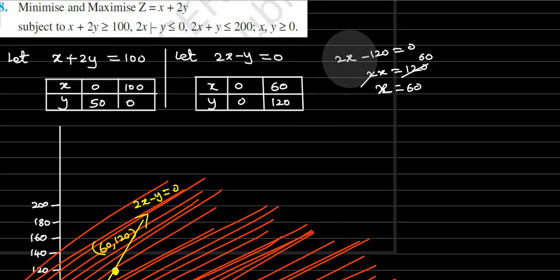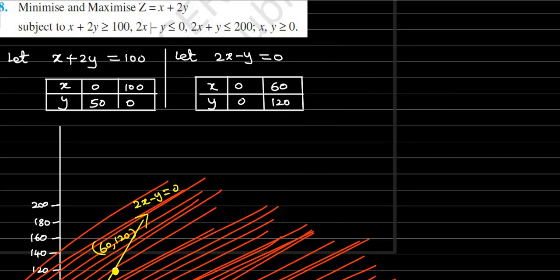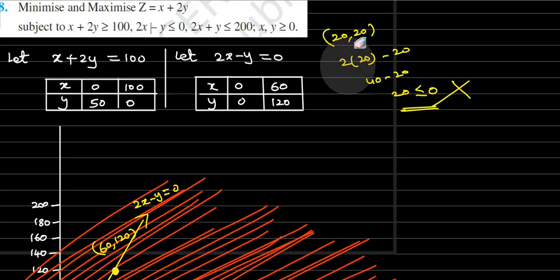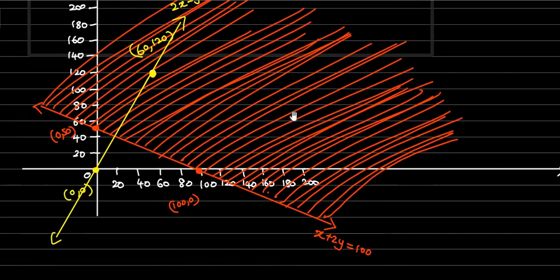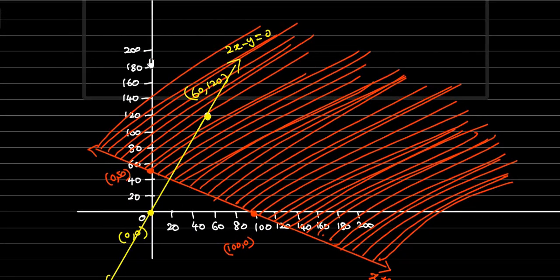So 20 comma 20, if I substitute in the second inequality, 2 times 20 minus 20. What is the answer? 40 minus 20, which is 20. Is 20 less than or equal to 0? Obviously not. So that means we have the solution on the other side. If this side doesn't have it, then obviously we have the solution on this side.